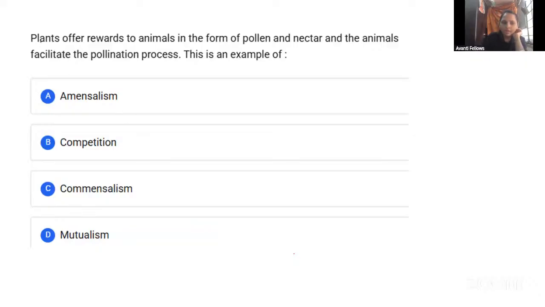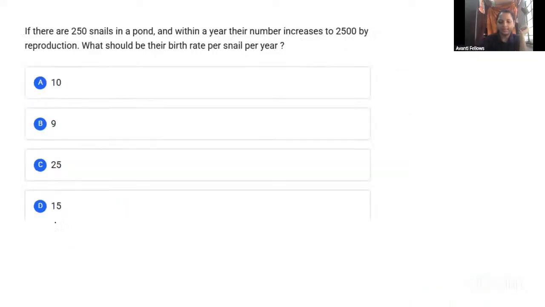A plant offers reward to the animal in the form of pollen and nectar, and the animals facilitate the pollination process. Pollination is an example of what? Very good, very good. Mutualism. Yes, mutualism is the correct answer, guys. Yes, so here you can solve this question.